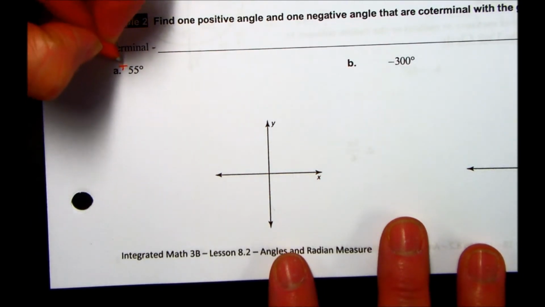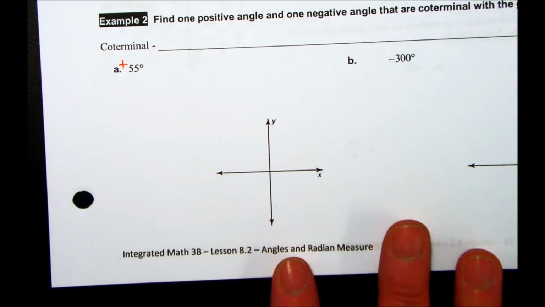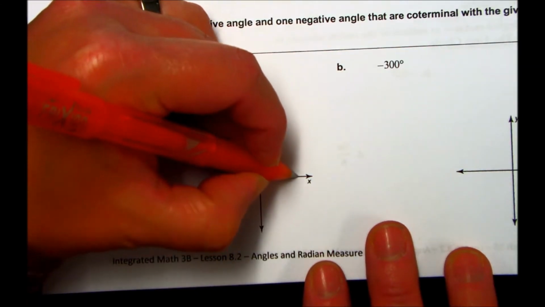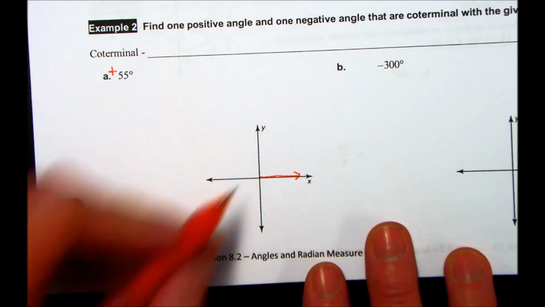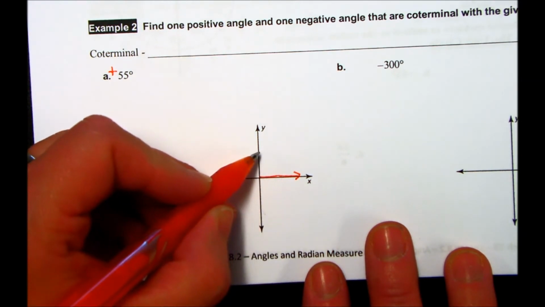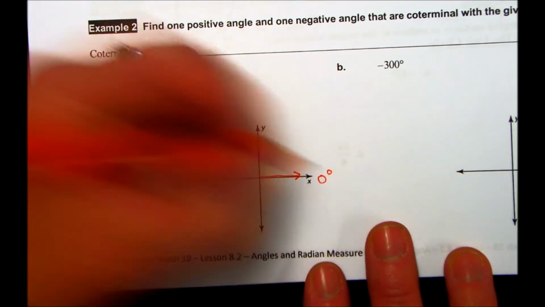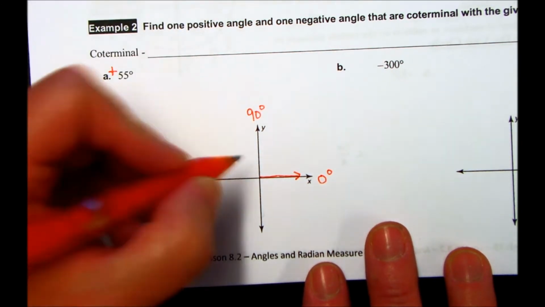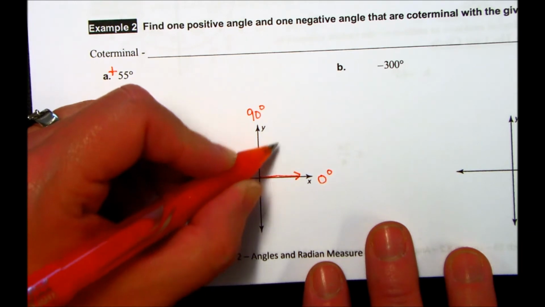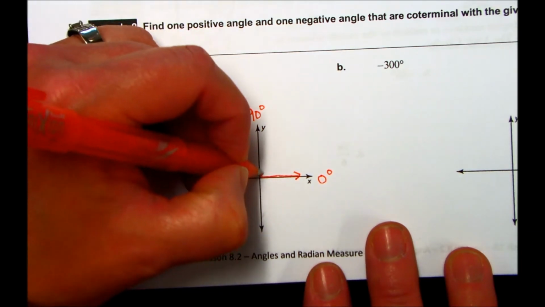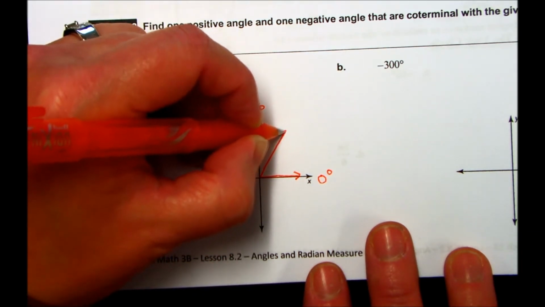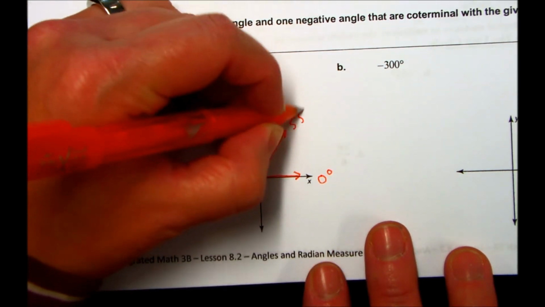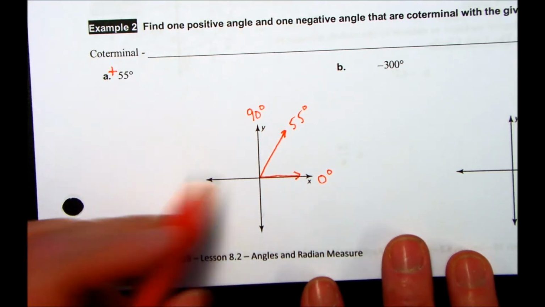So the positive 55 degree angle, if I were to draw it, this would be my initial side. Since it's positive, I'm going to go up and around. But remember, this is 0 degrees. This is 90 degrees in the positive direction. So 55 is going to be a little bit past halfway, approximately right here. So that would be my 55 degrees. Okay, so there's my 55 degrees.